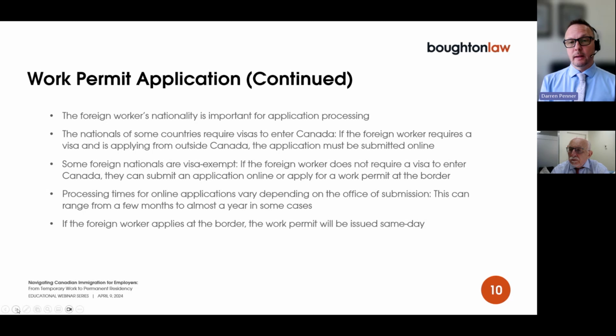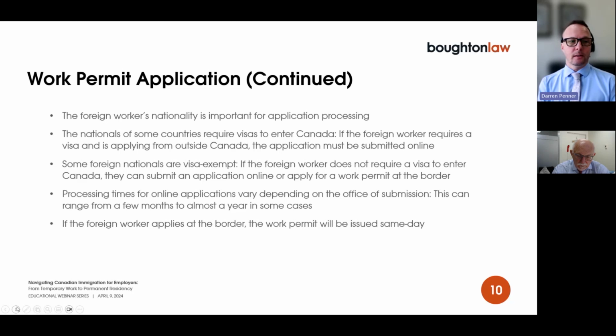The foreign worker's nationality is also important when it comes to application processing, and specifically the place of processing. The nationals of some countries require visas to enter Canada. If the foreign worker requires a visa and they're outside Canada, then the application needs to be submitted online. This is going to be a consideration because if you're thinking how much time it is going to take to get this worker to the job site, you need to be looking at the amount of time it will take to process the work permit as well.